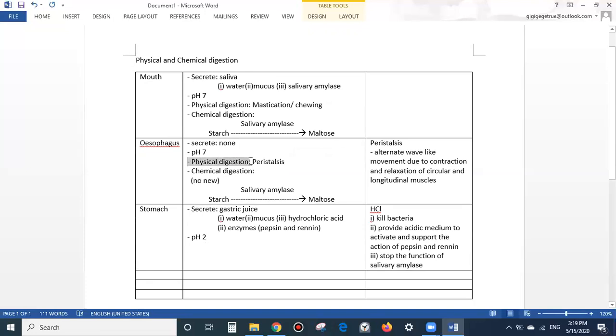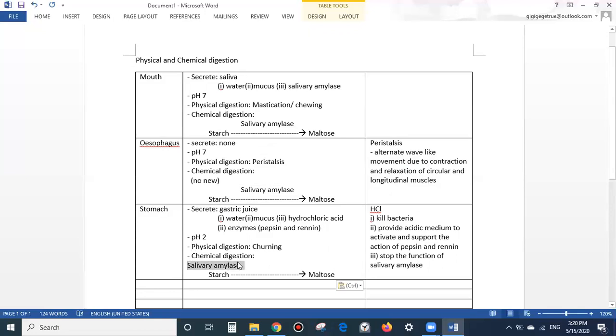Okay? So physical digestion here is the act of churning of the stomach. So churning, like you are actually mixing the food substances like a mixer. Okay, so the act of churning is a physical digestion. Then we have chemical digestion. Chemical digestion here would be pepsin. Or we start with renin first. So renin actually turns casinogen into casein.